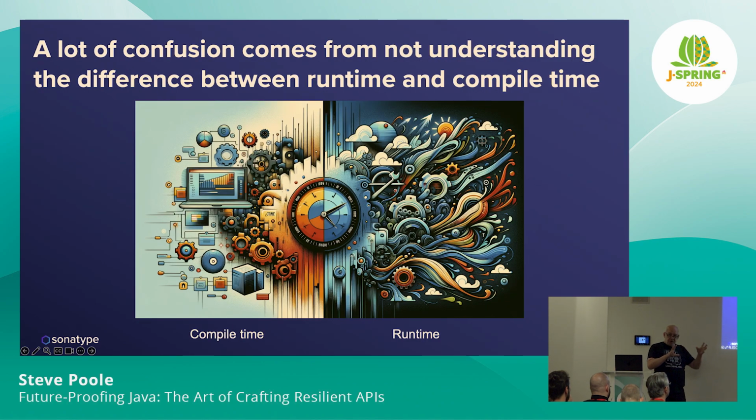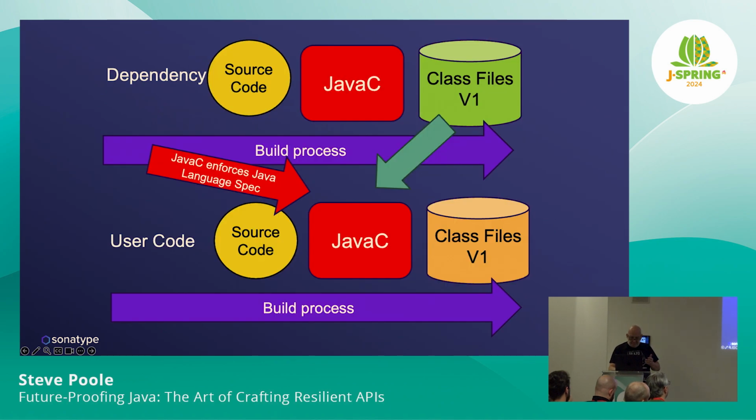So a lot of the initial confusion about what breaks and what doesn't break is about understanding the differences between compile time, when you compile code, and runtime, when you run it, okay? They're different. So at compile time, you have your build place at the top. There's your dependency, the thing that you're going to consume, somebody else's code, and they compile it and produce binary class files. And then in your code, you have source code, you compile it, you use their binaries, you spit out your own binaries, okay? That's fine.